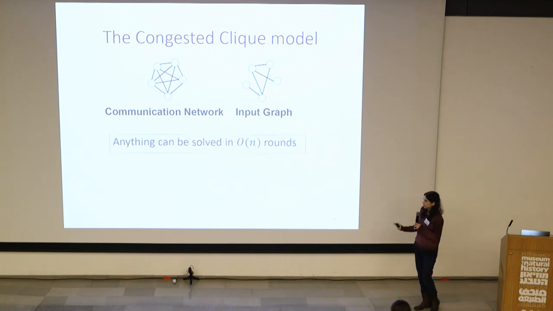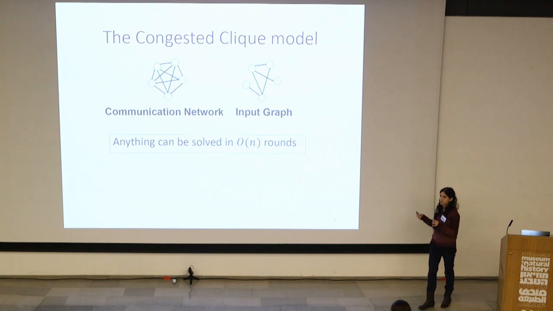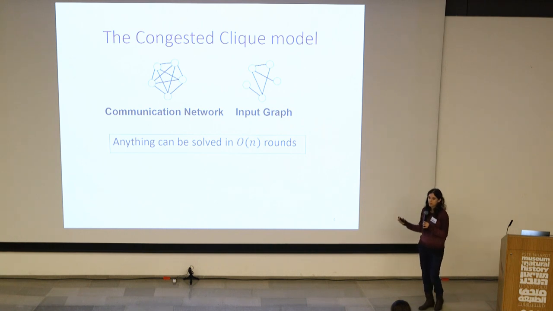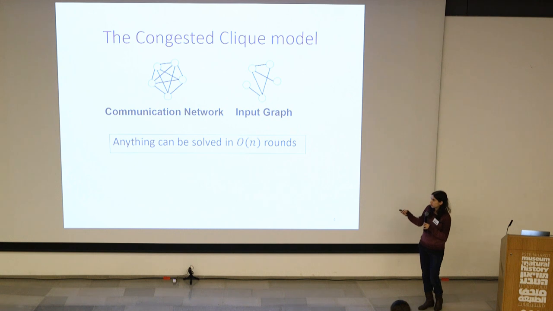And first, one observation here is that in this model, we can actually solve any natural graph problem in just a linear number of rounds, at least if the inputs are not too large. So for example, if we look at APSP, we usually assume that the weights are polynomial, so we can represent them in log n bits. So why can we solve anything in a linear number of rounds?